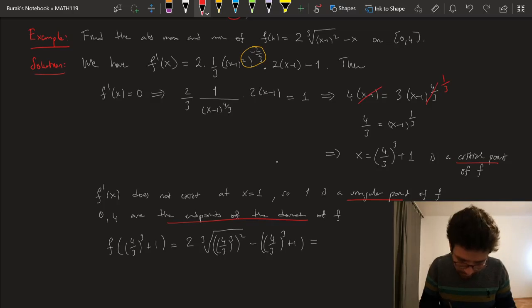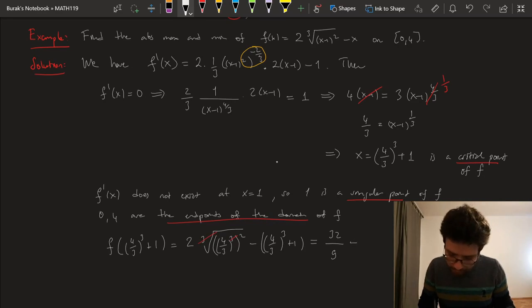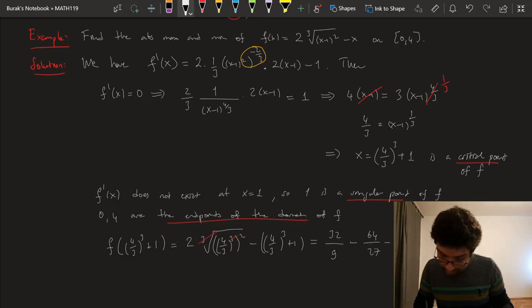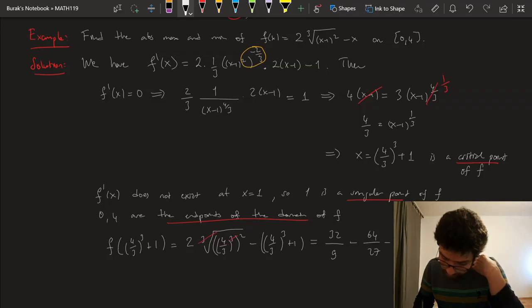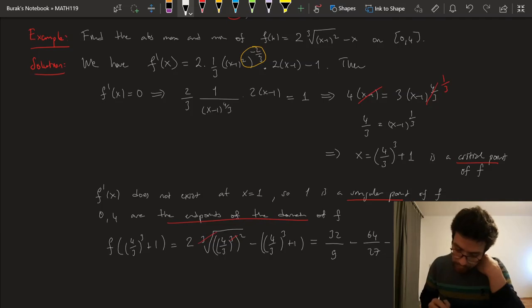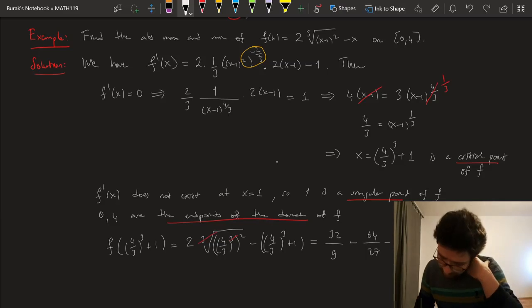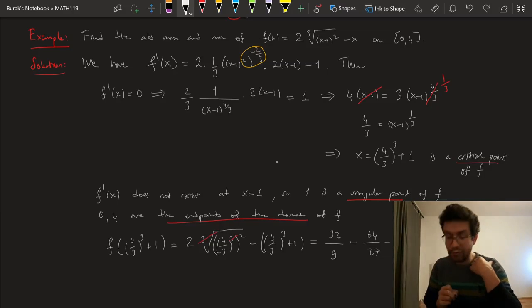So what's going to happen over here is these are going to cancel, and then you're going to get 16 over 9, and you multiply this with 2, 32 over 9, minus 64 divided by 27 minus 1. This should give you 96 minus 64 minus 27 divided by 27. Putting these into a common denominator, I think I got 5 over 27. Hopefully this is correct.